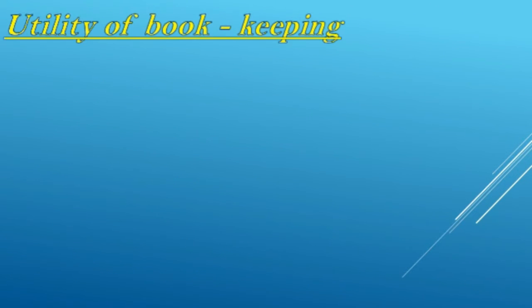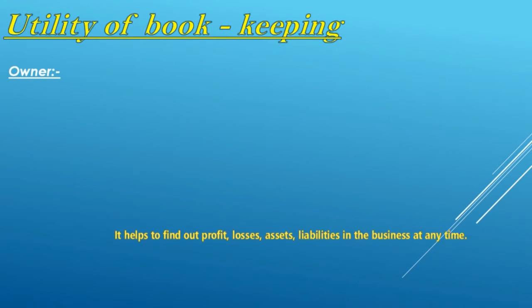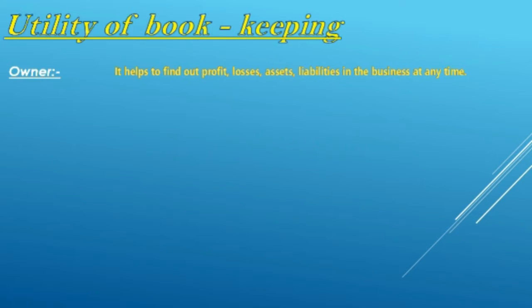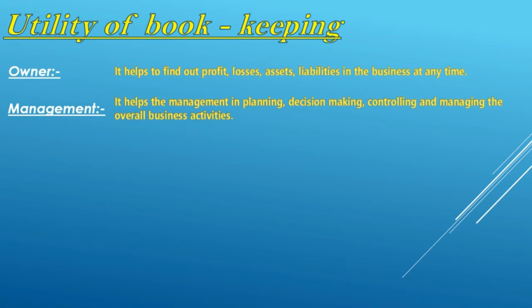Utility of bookkeeping. Following are the persons who utilize the accounting information. Owners: bookkeeping helps the owners to find out profit or losses, the amount of assets owned and liabilities owed in the business at any time. Secondly, managers use records of accounts for planning strategy, decision-making for future implementation of strategies, and controlling and managing the overall business activities.